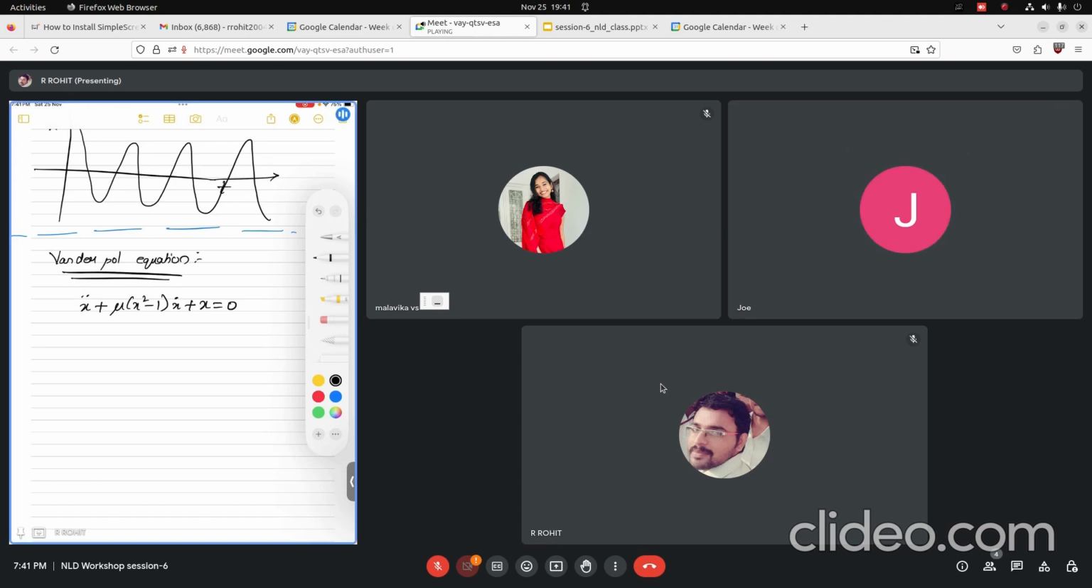So in this equation, this nu is actually a parameter.